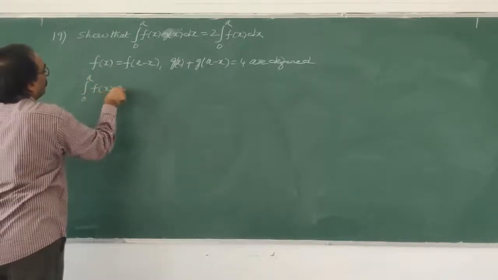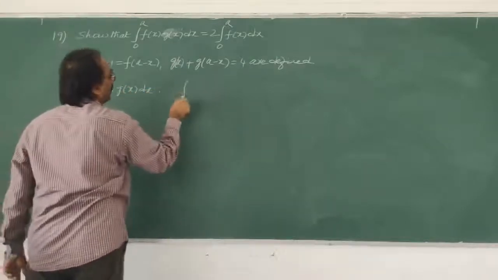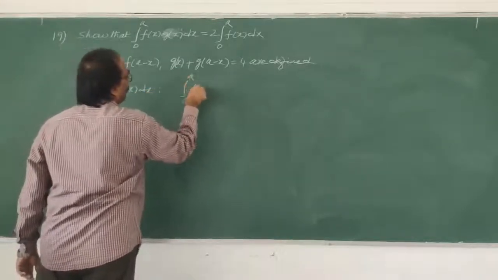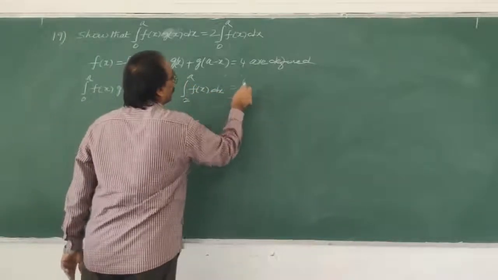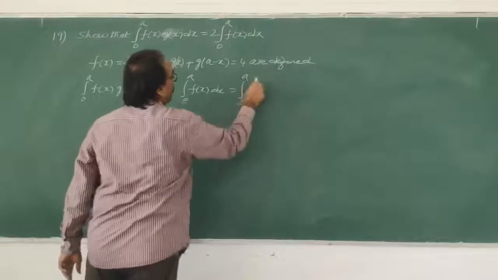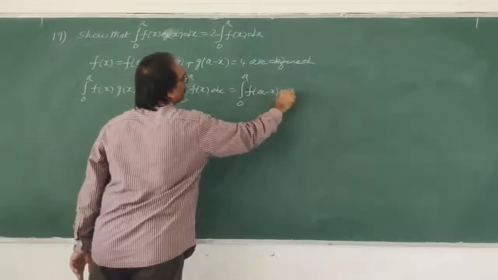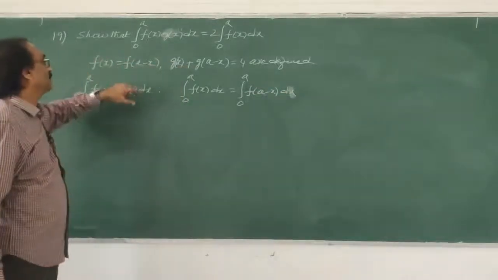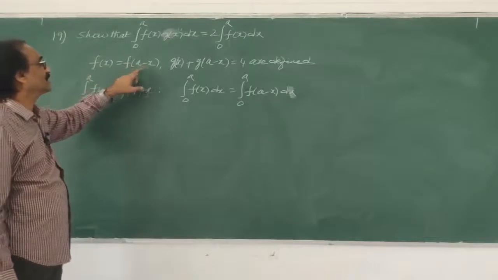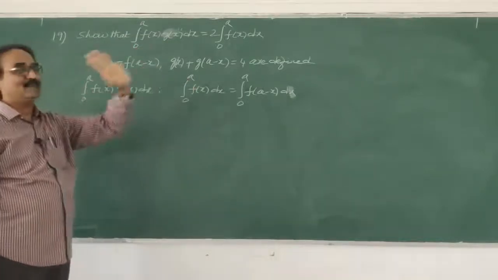f of x into g of x dx. Now I will apply my property. My property means what? Integral 0 to a f of x dx is equal to integral 0 to a f of a minus x dx. Sir, immediately how do you write this property? See, I am always observing what you have to prove. F of a minus x is given, so unless you substitute here, how will you get it? That's why immediately apply that property.